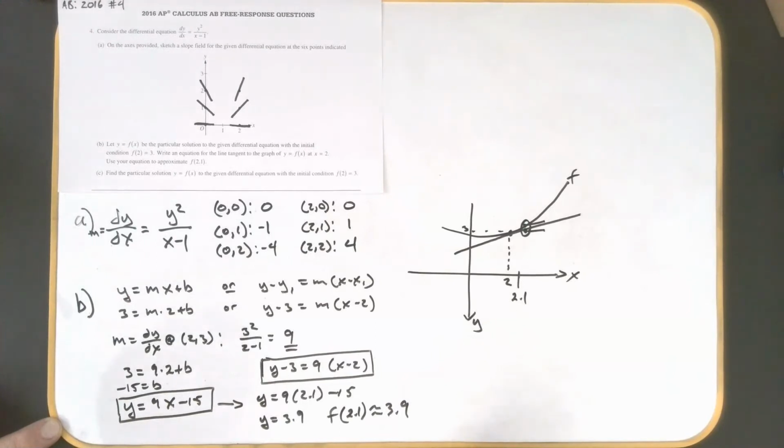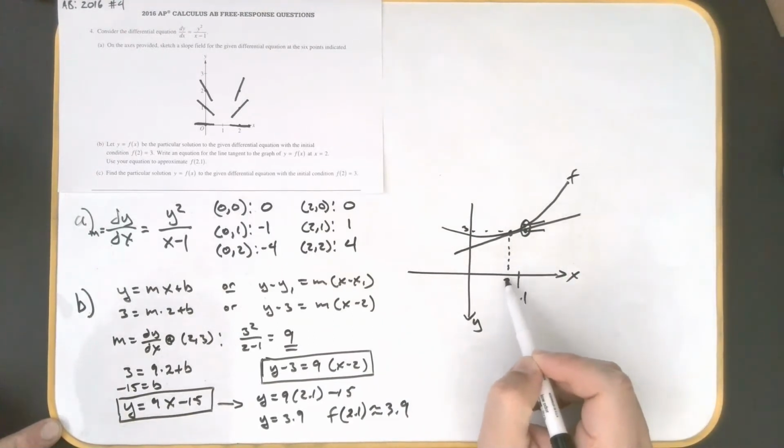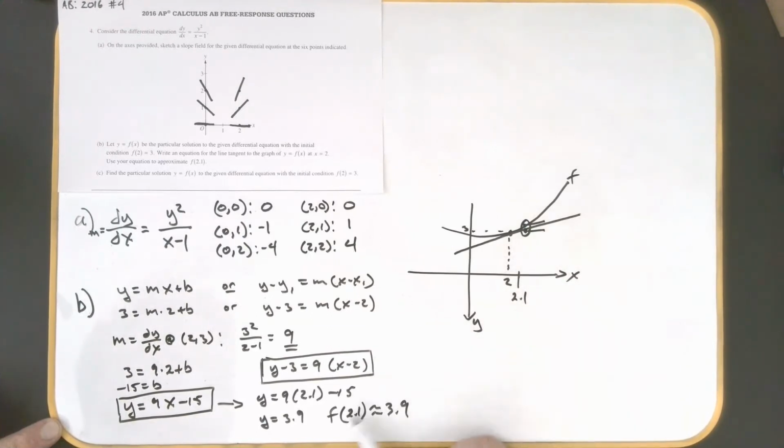And that's what they're looking for there. And this concept may have been stressed during the year, possibly not. But it's a tangent line approximation. And as long as you're close to the point of tangency, we were very close to 2, it was 2.1, this will get you close to the right answer.